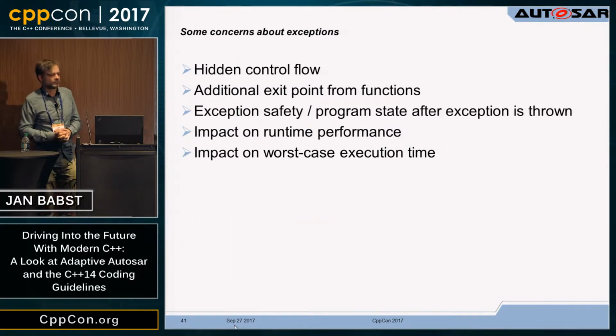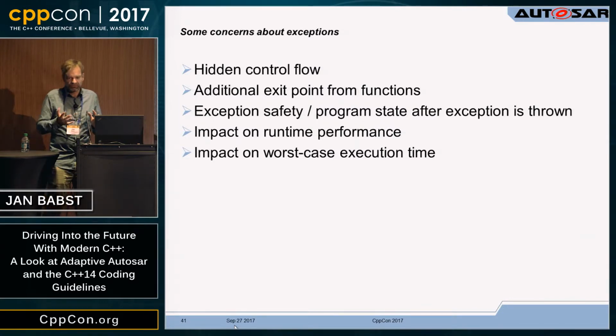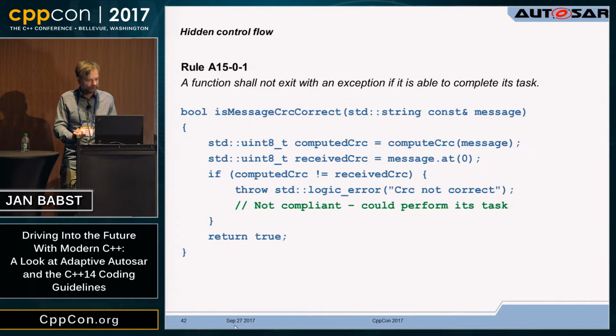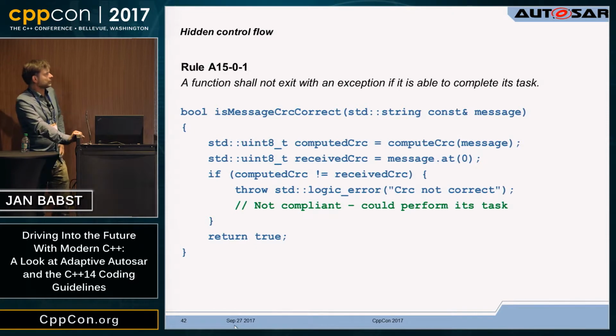Typical concerns that people have about exceptions: it may introduce a hidden control flow. You have an additional exit point from functions. What can you say about the state of a program when an exception is thrown, and so on? Important points are also runtime performance. What can you say about worst case execution time? The hidden control flow we cover by this rule.